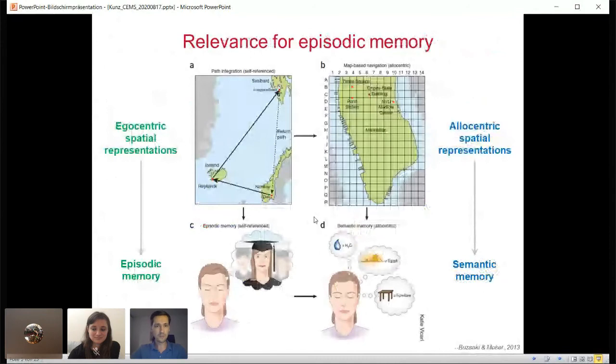However, it is important to unravel both the neural mechanisms of allocentric spatial representations and egocentric spatial representations, not only from a pure spatial navigation perspective, but also from the memory perspective, because influential theories propose that egocentric neural representations provide also the neural basis for episodic memories, whereas allocentric spatial representations provide the neural basis for semantic memories.